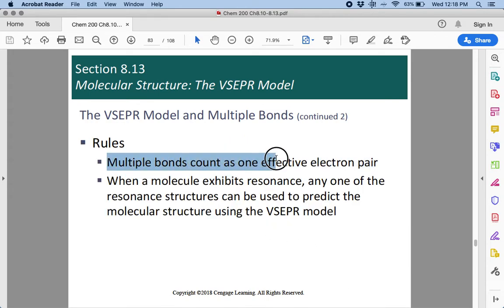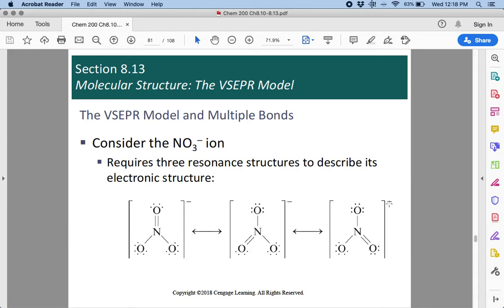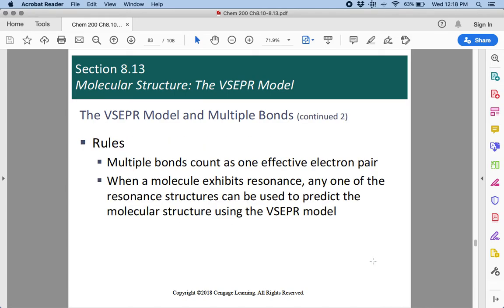So the way we can say that is, multiple bonds, so this would be a double bond or a triple bond, count as one effective electron pair, or one electron group. When a molecule exhibits resonance, any one of the resonance structures can be used to predict the VSEPR model. So basically, as long as your resonance structures, like we have in the previous example, are all equivalent to each other, just pick one. You don't need to do it for all three. Just pick one. It will be a good representation of all of them.